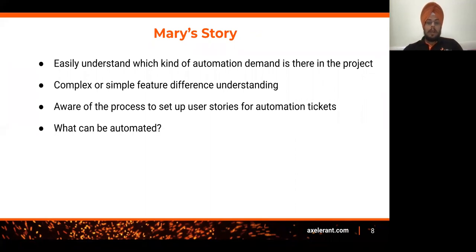Next point is what can be automated. This is a very good concept. Simple basic workflow understanding would be sufficient in order to understand in the system what can be automated and what cannot be automated. In the next point, we'll discuss what cannot be, but at least a person who is familiar with automation, Mary, will let you know that these functionalities can be automated and these functionalities cannot be automated.